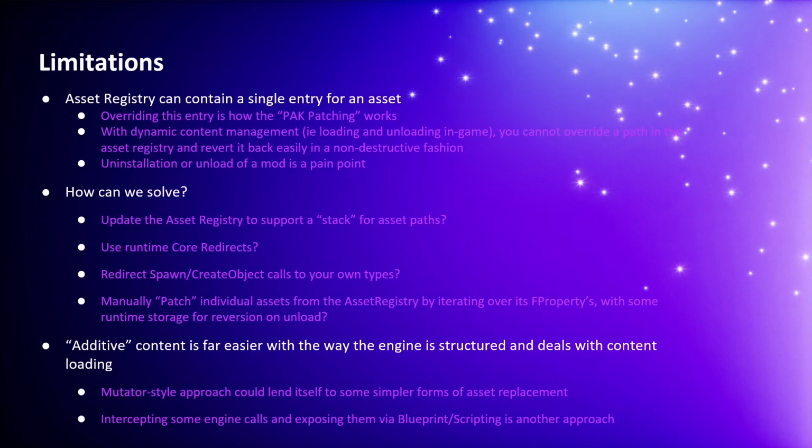But obviously this does come with some limitations. The asset registry can only contain a single entry for an asset. So overriding this entry is how we get that pack patching structure that the Just Hack It Together crew works with. But when you're doing dynamic content management, where we're loading and unloading all of our content inside the game, you can't easily override this path when you load it, and then unload the pack file and restore it in a non-destructive fashion. So that kind of asset-overriding modding is challenging in terms of how you transfer the asset registry. So yeah, uninstallation or unload just becomes a pain point in this scenario.